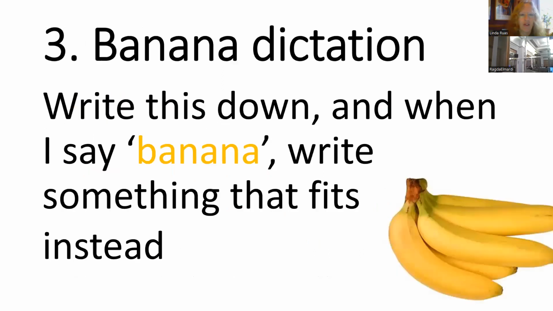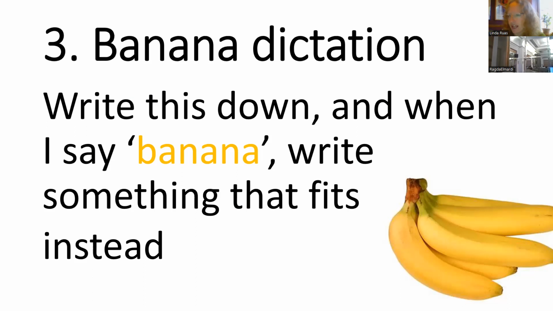Let's have number 3. And number 3 is called a banana dictation. Okay, we all like bananas, I think. So I'm going to dictate some phrases, and I want you to write down what I say. But when I say banana, you need to write something that fits the phrase instead of banana. So don't write banana, write something else that fits the phrase. Okay, so let's have a look.